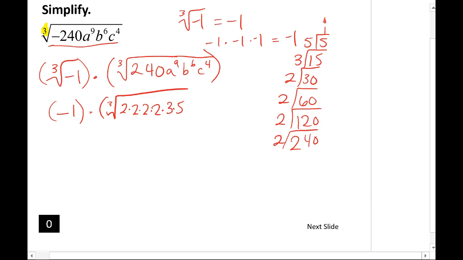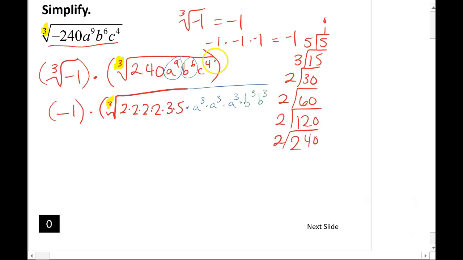Now remember, I have an index of 3, so that means I need groups of 3. Looking at these A's, how many groups of 3 can I make? Well, I can make 3 groups of 3. So I'll do A to the 3rd times A to the 3rd times A to the 3rd, because that's still the same as A to the 9th. And now let's go to the B's. The B's, I can make 2 groups of 3: B to the 3rd and B to the 3rd.